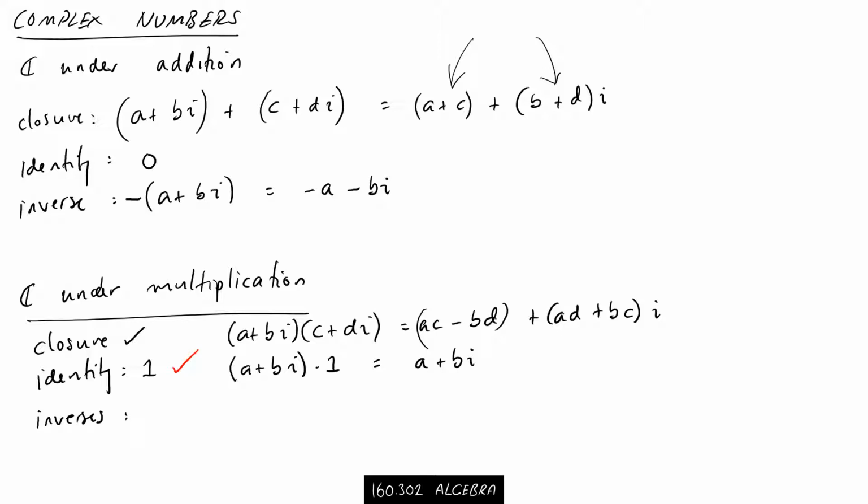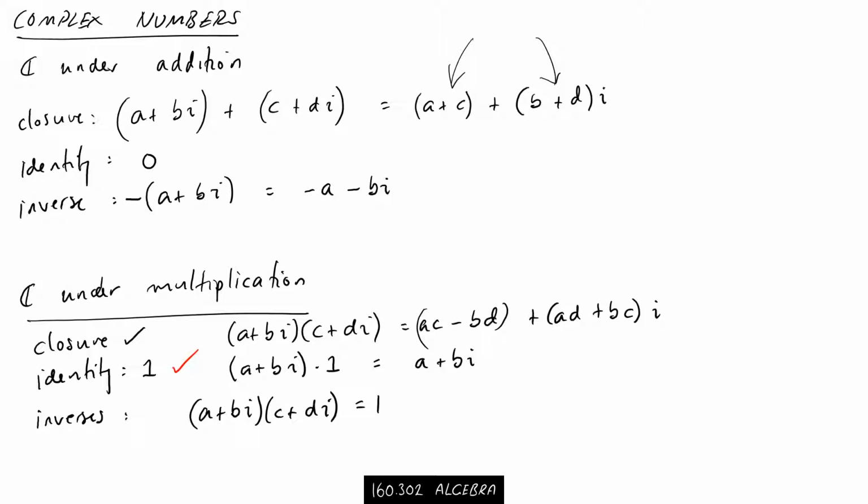Well, that means we have to divide by a complex number. So what is the inverse? So we have A plus BI times C plus DI equals 1. Sorry, I said divided; ignore that last little moment. We're looking for a complex number C plus DI such that when we multiply them together, we get 1.